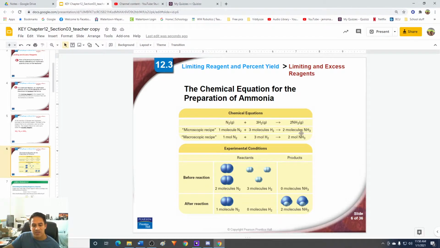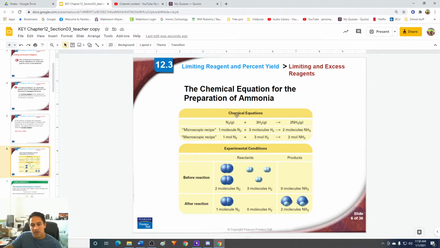So again, this is basically saying 1 mole of N2, or 1 molecule of N2, if you want to think about it in molecules, you'll need 1 molecule of N2, 3 molecules of H2, and you'll make 2 molecules of ammonia, NH3. So imagine that before the reaction starts, we have 2 molecules of N2 and 3 molecules of H2. So these two things are sitting there and they have not reacted yet.